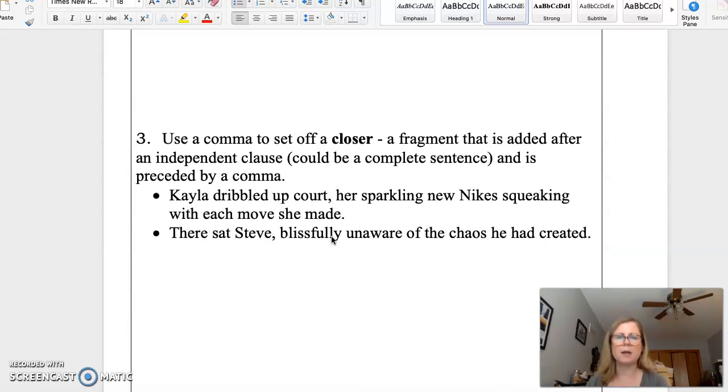Rule 3, use a comma to set off a closer. So that has to be a closing phrase, a fragment. And an example is Kayla dribbled up court, comma, her sparkling new Nikes squeaking with each move she made. So you can see here, this is not a complete sentence, that's a phrase. So we would use a comma there.